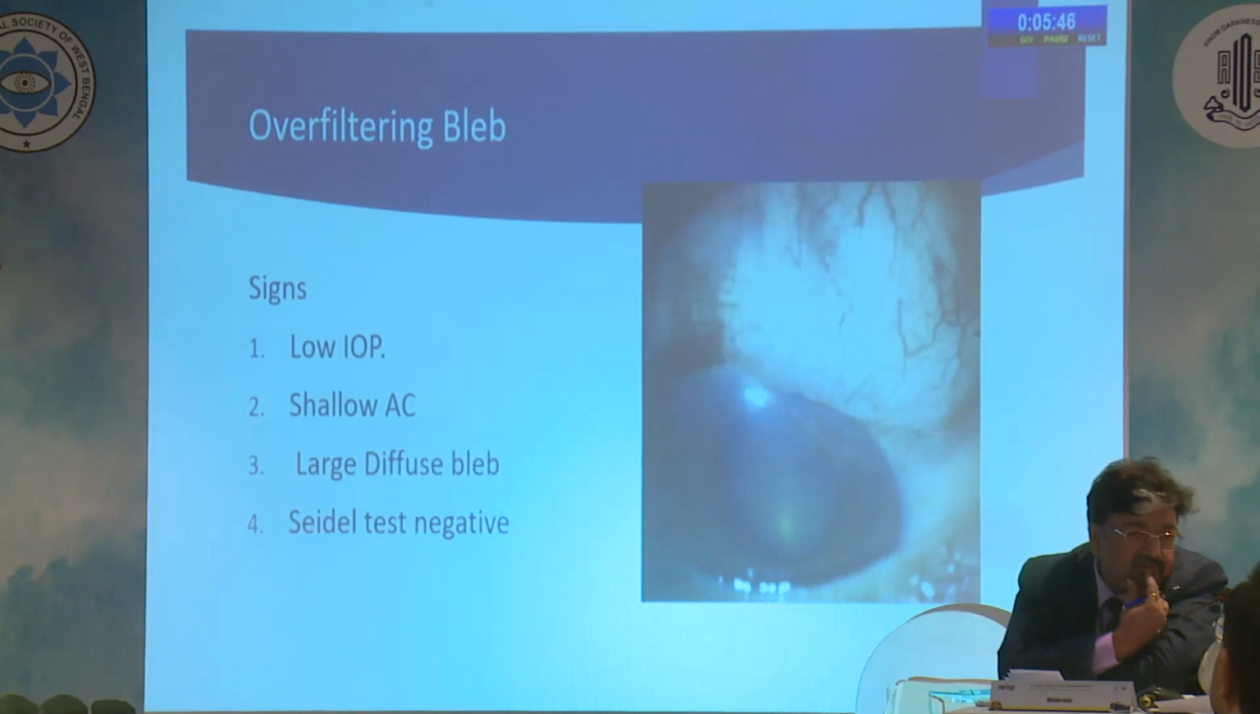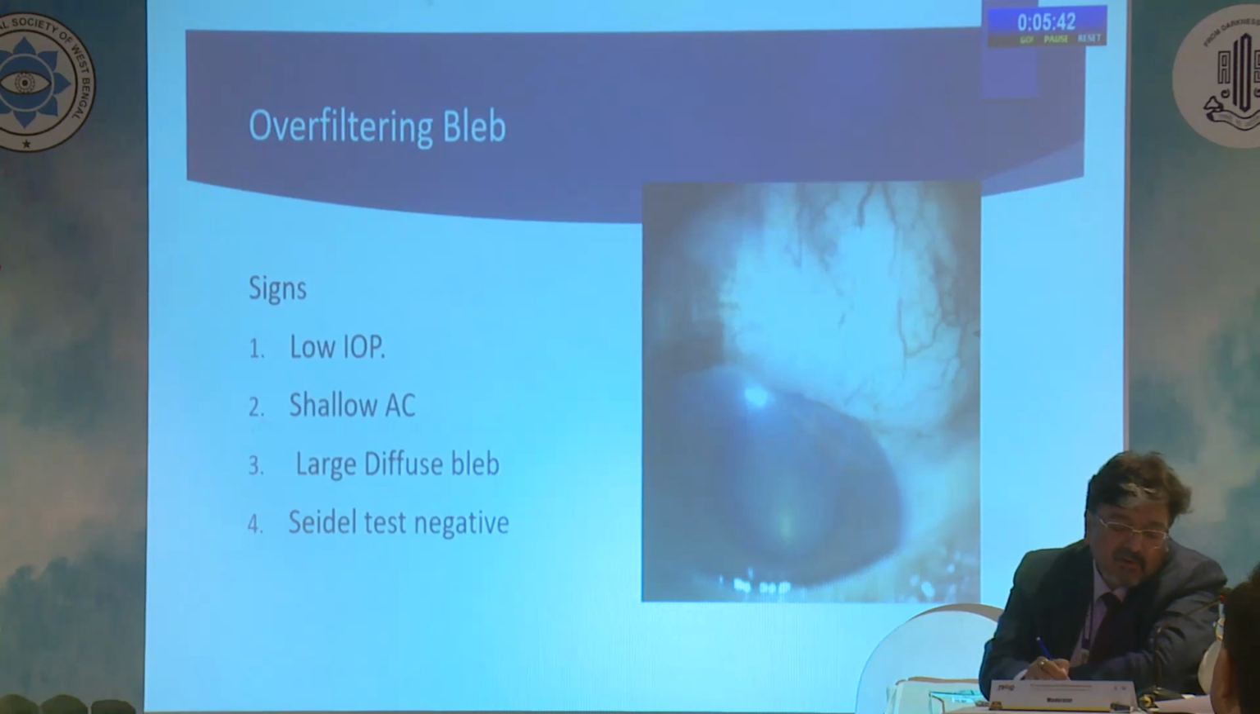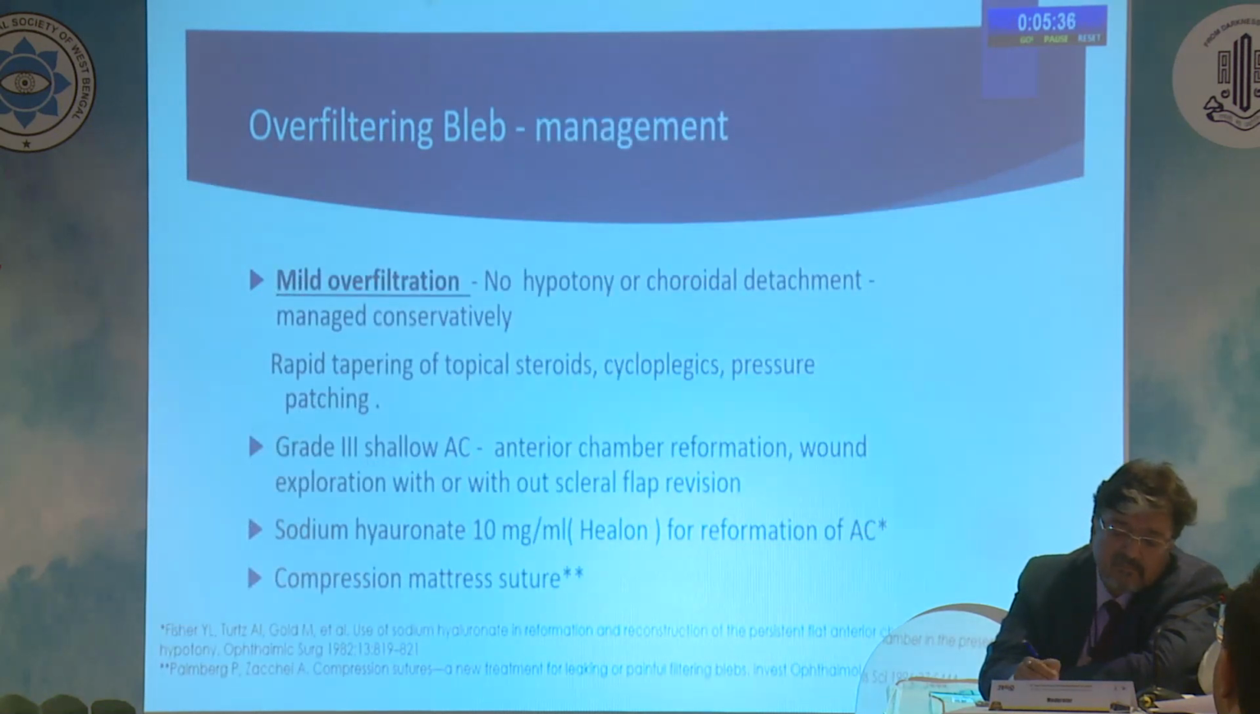Overfiltration, on the other hand, allows too much of aqueous humor to pass through the bleb. Seidel's test will be negative with low IOP and the bleb will be well formed. Mild overfiltration is managed conservatively with rapid tapering of topical steroids and cycloplegics, and pressure patching. Grade 3 shallow anterior chambers or overfiltering blebs with persistent choroidal detachment will warrant surgical interventions.